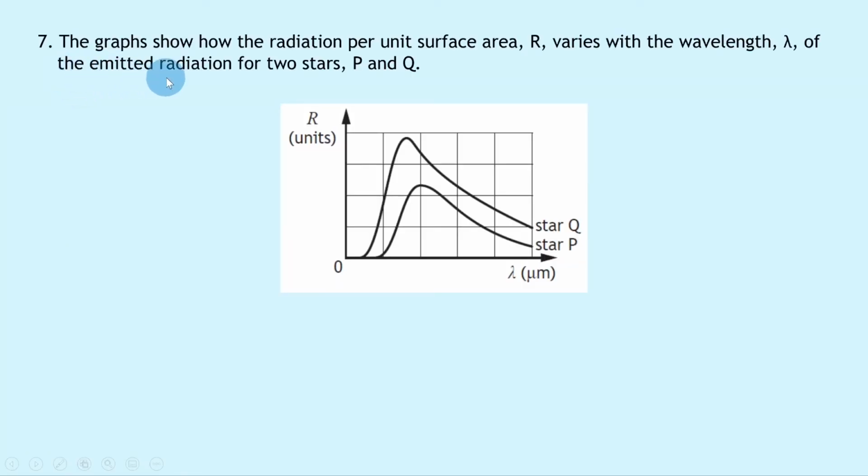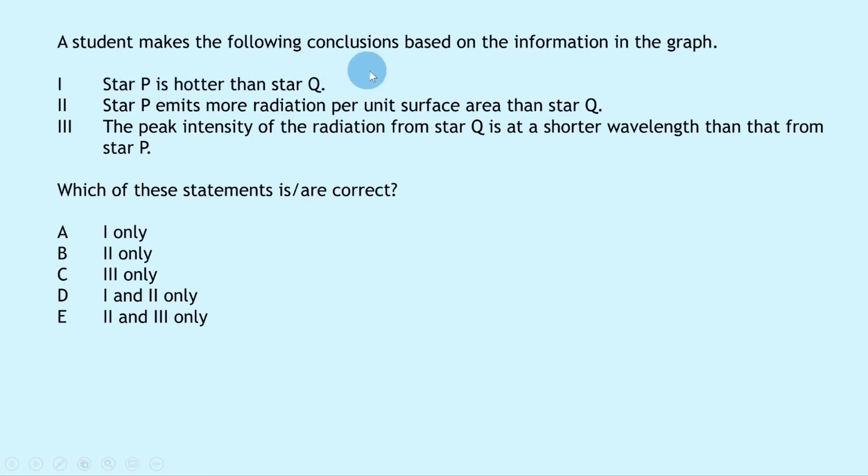Question 7 says the graphs show how the radiation per unit surface area R varies with the wavelength lambda of the emitted radiation for two stars P and Q. So we have R in some units and then wavelength in micrometers, and we've got a curve for star P and a curve for star Q. Now you'll notice the shape of these curves are similar, but one is taller than the other. It then says a student makes the following conclusions based on the information in the graph.